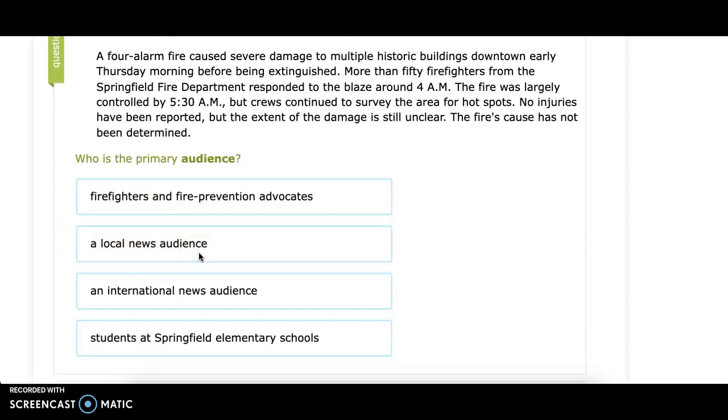Now, you're going to go through that same mental process with each of these little excerpts of text, identifying the audience and the purpose and the specific clues that help you to make those determinations.